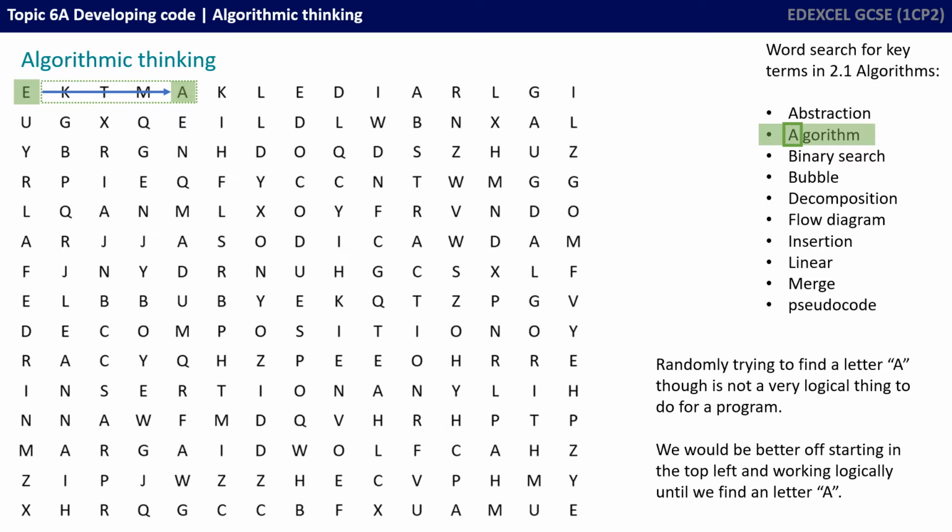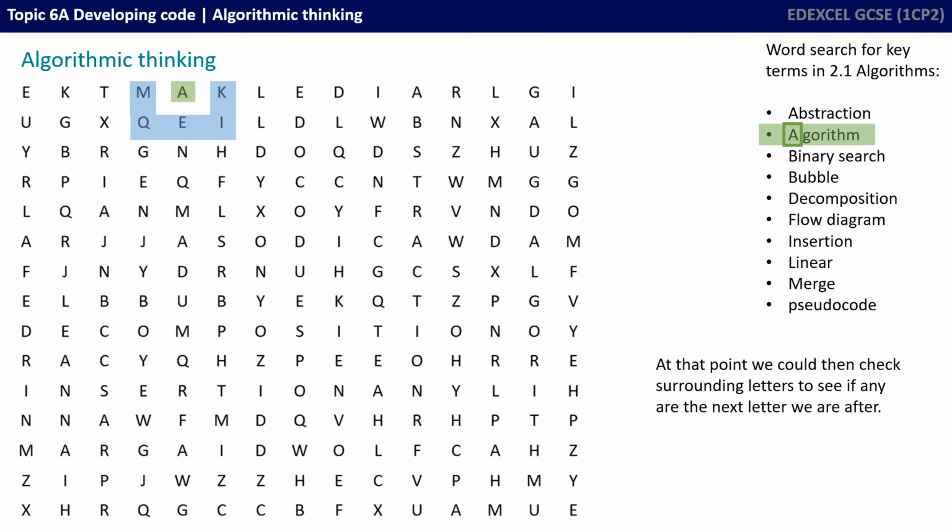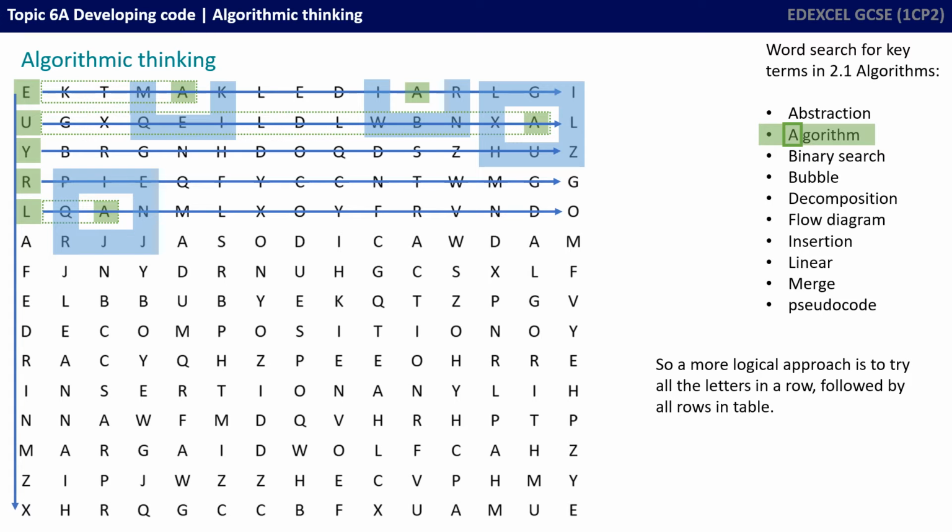We'd be far better off starting in the top left-hand corner and checking if that letter is the letter A, and if not, moving to the next letter, and the next, and the next, until we find an A. At this point, we can then check all the letters that are adjacent to it to see if we can find the second letter in the word, and if not, we can move on to the next letter. So we want to try all the letters in a row, and then we want to try all the rows, so we've done all the columns.